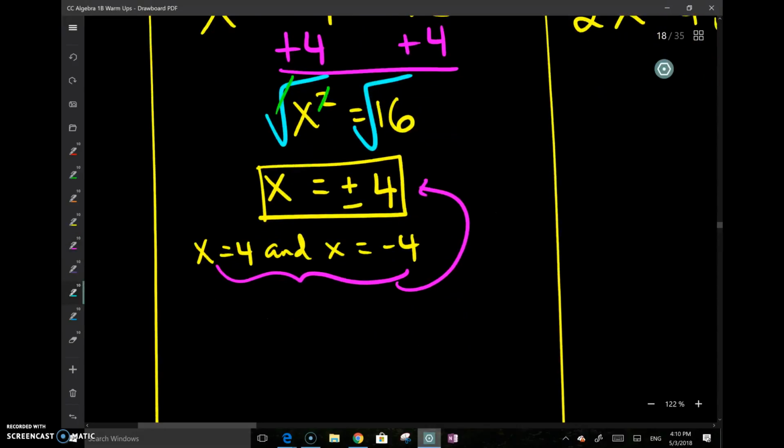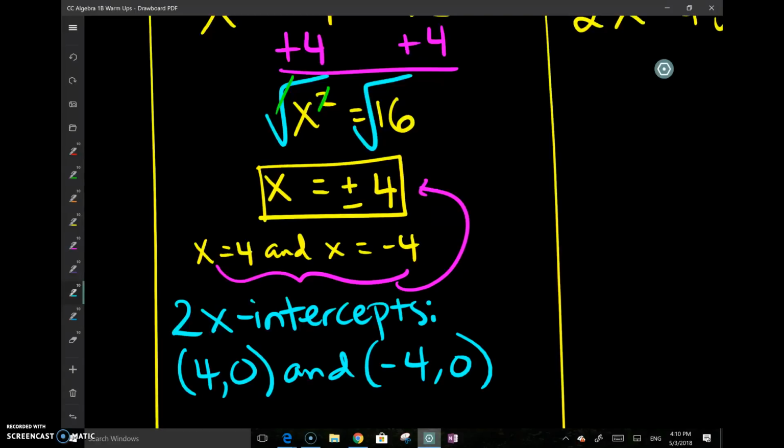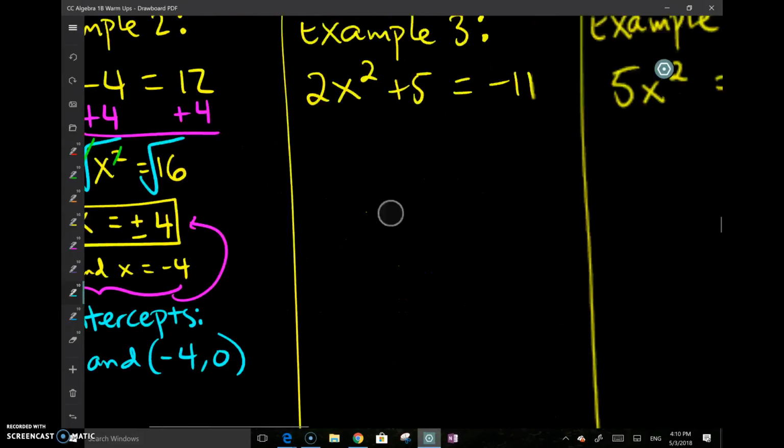Okay, so what this answer means is that I have 2 x-intercepts this time. And each one is located here. So this is at 4, 0, and the other one would be at negative 4, 0. Okay? And if you want to know why they have zeros for the y coordinates, please watch my previous video. I do address this topic. All right, let's go ahead and move on to example number 3.